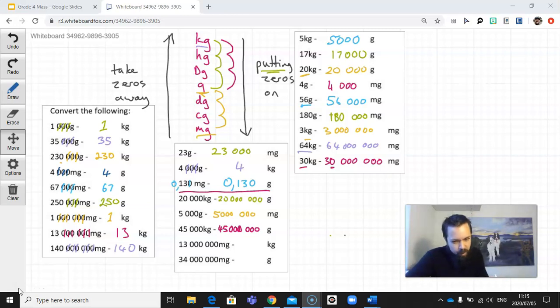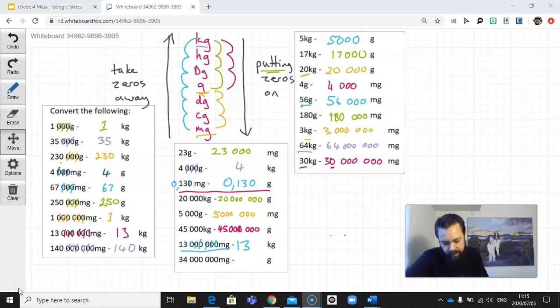I'm hammering this point home because it's the sort of area where people trip up, because once you've understood this, it's fairly straightforward. So you've got to watch out for those little tricks. Okay, so we've got 13 million milligrams, and we want to go to kilograms. So 1, 2, 3, 4, 5, 6. 6 jumps, taking away 6 zeros, and we're left with 13 kilograms.